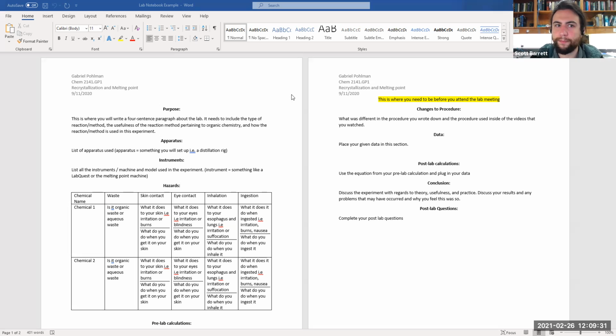Yeah, and so mainly just make sure that you understand the difference between apparatus and instruments. And as you can see here, it explains it. You can find this lab notebook within the Canvas portal under files. There should be a lab notebook example section. And let me see if I have any other notes for this.